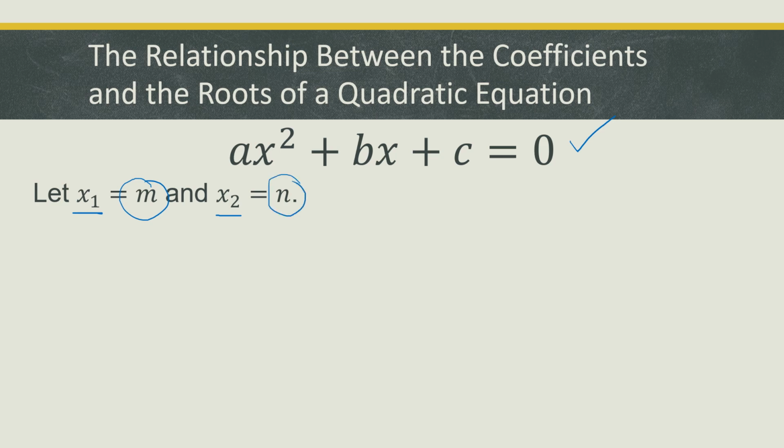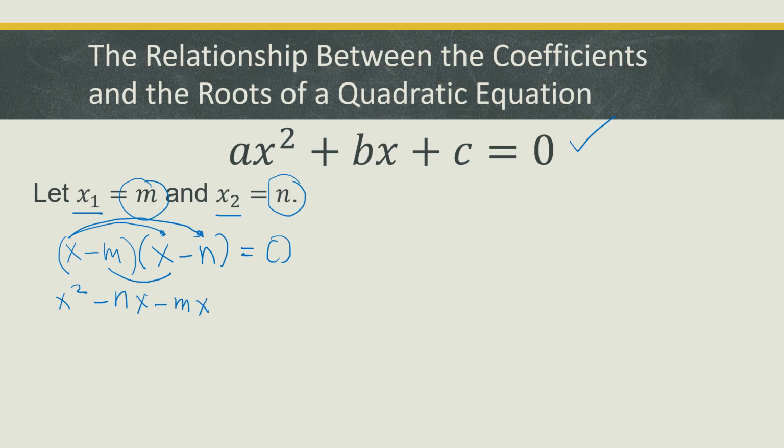If we make it factors of the given quadratic equation, that is (x minus m) times (x minus n) is equal to 0. And we need to make it a standard form of a quadratic equation using the FOIL method. x times x is x squared. x times negative n is negative nx. Negative m times x is negative mx. And negative m times n is positive mn. That is equal to 0.